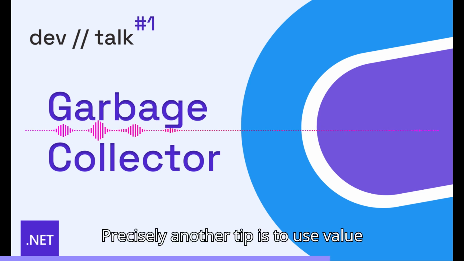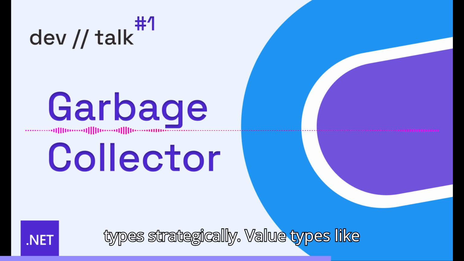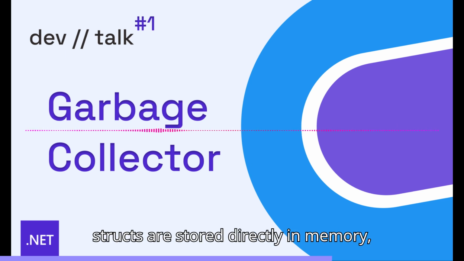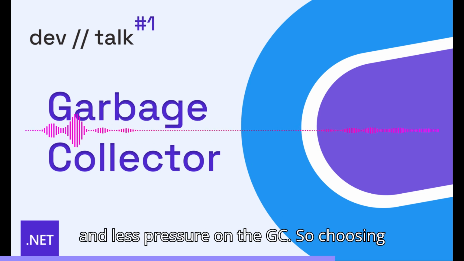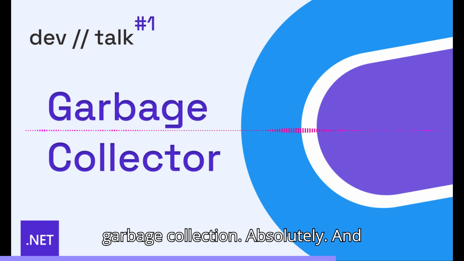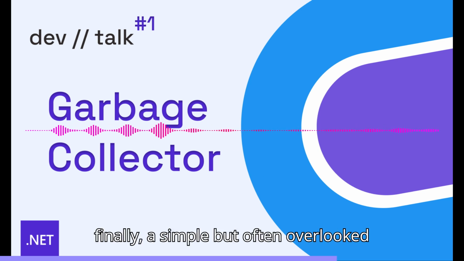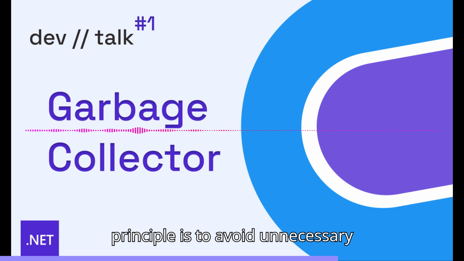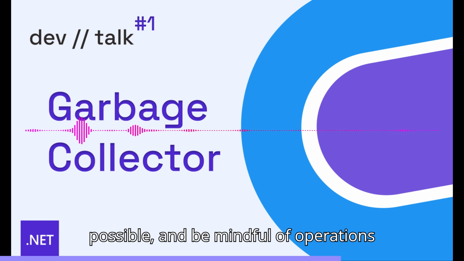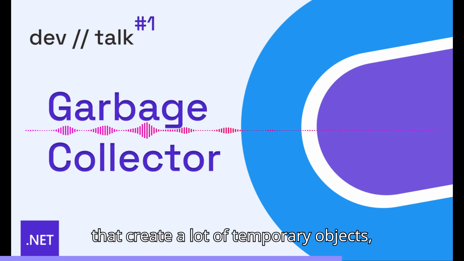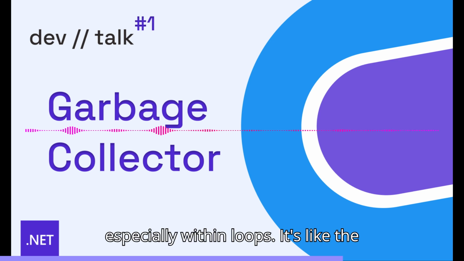Precisely. Another tip is to use value types strategically. Value types like structs are stored directly in memory, which can often lead to fewer allocations and less pressure on the GC. So choosing the right data type can also impact garbage collection. Absolutely. And finally, a simple but often overlooked principle is to avoid unnecessary object creation and reuse objects whenever possible. And be mindful of operations that create a lot of temporary objects, especially within loops.